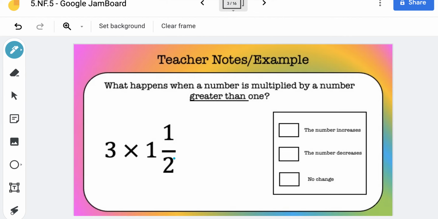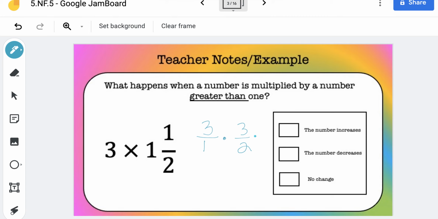All right, the next question says, what happens when a number is multiplied by a number greater than 1? So here we still have our 3, and we're going to multiply that by now 1.5, okay? So I'm going to write this over here. So it's going to be 3 over 1 times... Now to multiply by 1.5, we have to make this improper. Okay, so that's going to be 3 over 2. And now I multiply this.